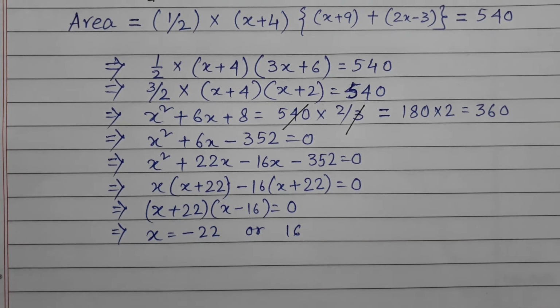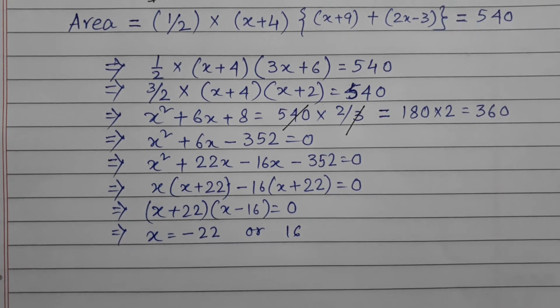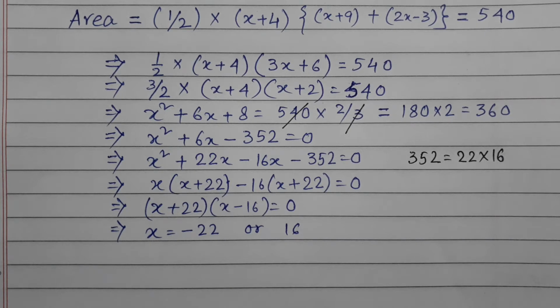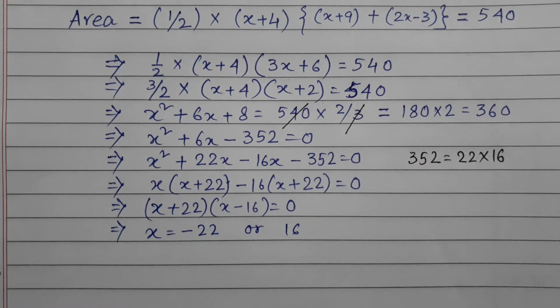Now to solve this equation, I used middle term factorization. As we know, 352 is equal to 22 into 16 after taking the LCM of 352, and if we take 22 and 16, then 22 minus 16 will become 6. Hence the value of x we got is minus 22 or 16.